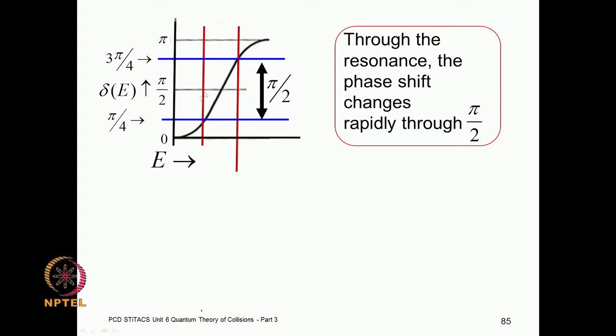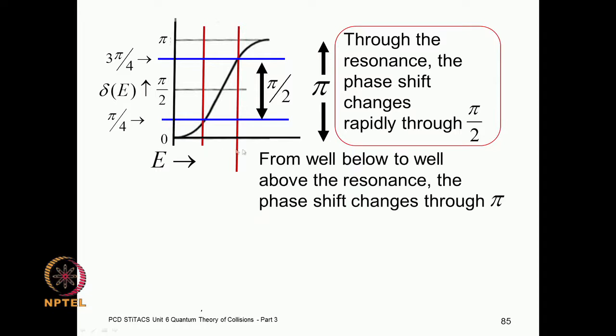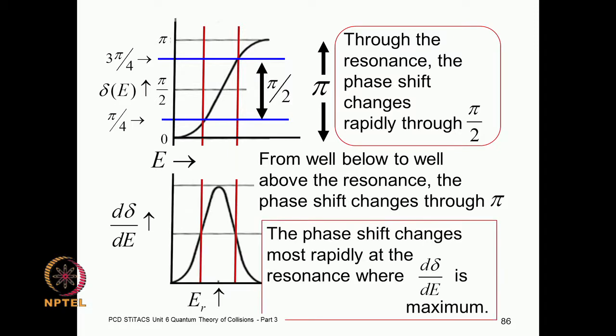So I mentioned earlier that at a resonance, the phase shift changes rapidly through pi by 2, and from well below the resonance to well above the resonance, the net change in the phase shift is through pi, okay? So across the resonance, you will find that the phase shift changes through pi. Close to the resonance, it will change rapidly through pi by 2. How rapidly it will change through pi by 2 will depend on the width of the resonance and some other details of the resonance profile.